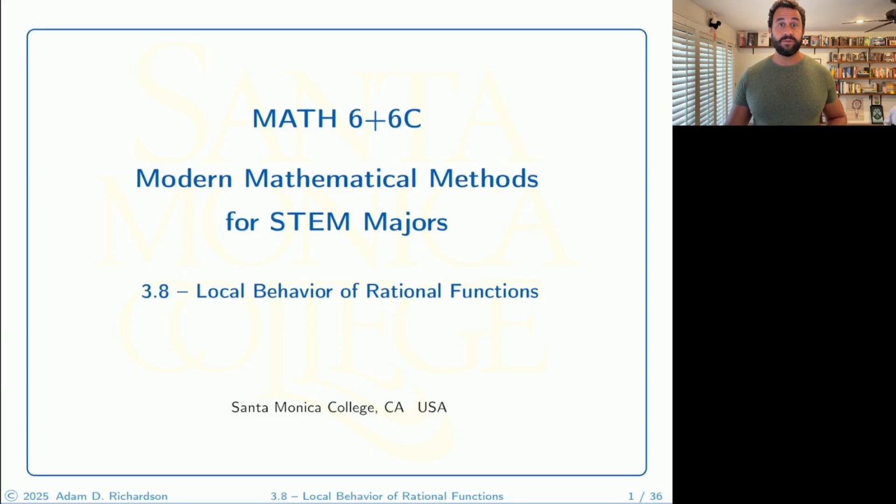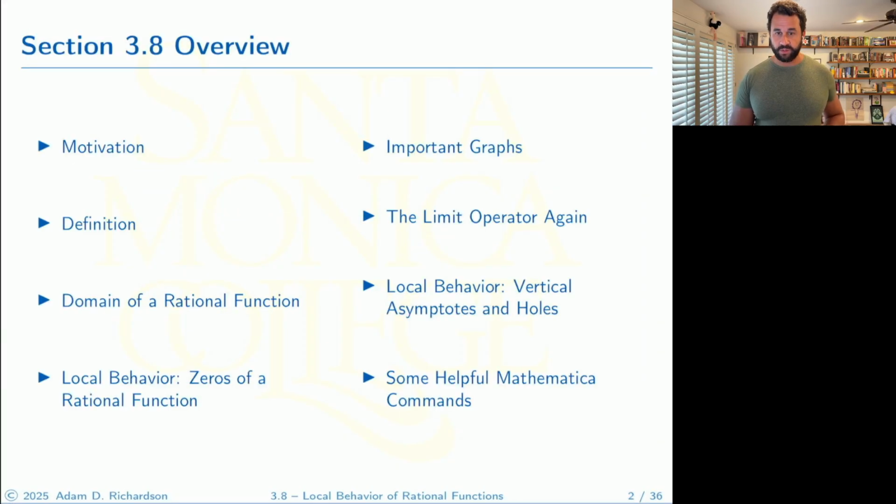Here we go. Last two sections of this chapter. So here's the overview. We're going to get some motivation for what these things are, why we care about them. We'll get a definition of a rational function. We'll talk about the domain of a rational function. Then we're going to talk about local behavior, starting with the zeros of a rational function. We're going to review a couple important graphs that you should have memorized. We're going to take a look at the limit operator again and expand its abilities just a tiny bit. Then we're going to talk about vertical asymptotes and holes of rational functions, and then finish up with some helpful Mathematica commands because, again, Mathematica can help. Well, yeah, we'll get to that.